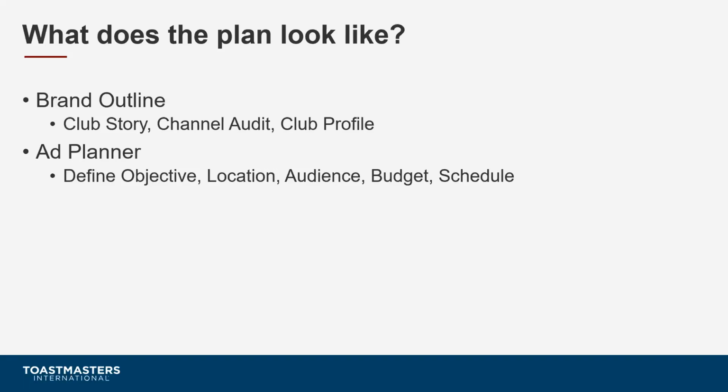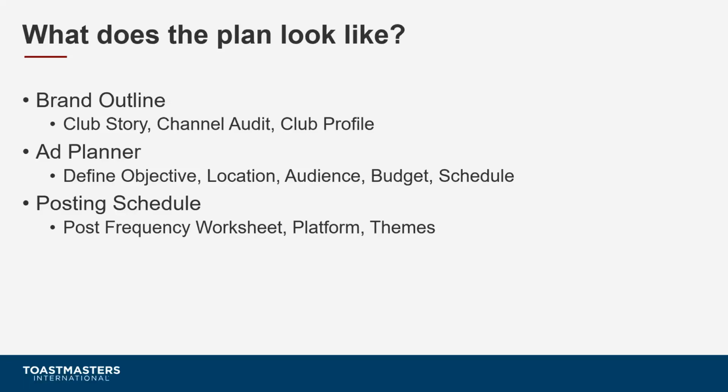The next component is budget. So are you going to spend any money? And if you are, how much are you going to spend? And then the last is schedule, although I wouldn't get too detailed on the schedule in this ad planner, because the third document in there is a posting schedule.